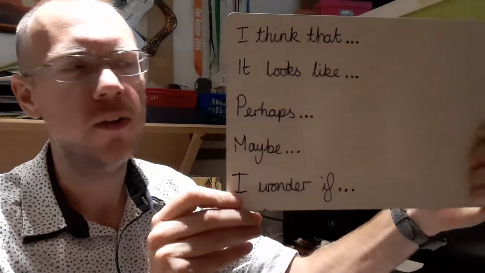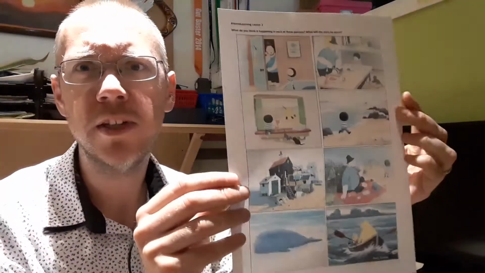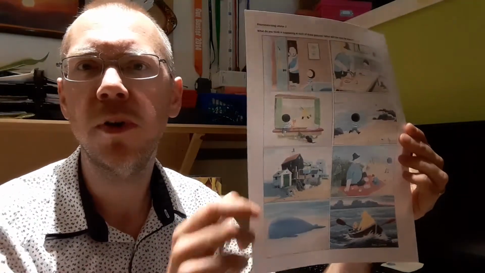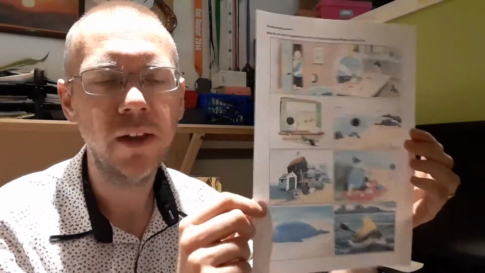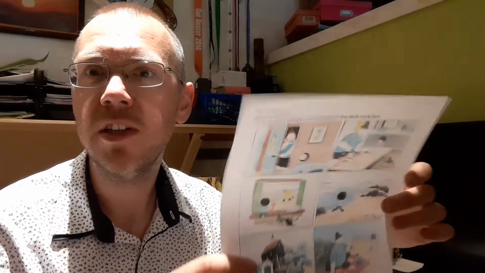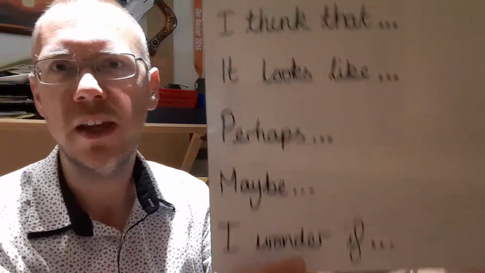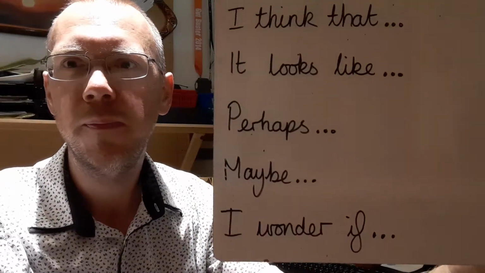So what I'd like you to do is to write some sentences to go with these pictures. Now if you can't print them out and stick them in, then you can just have a look at them on the computer and choose some. But I'd love to see some sentences with some predictions about what you think the story will be about, using these to help you.